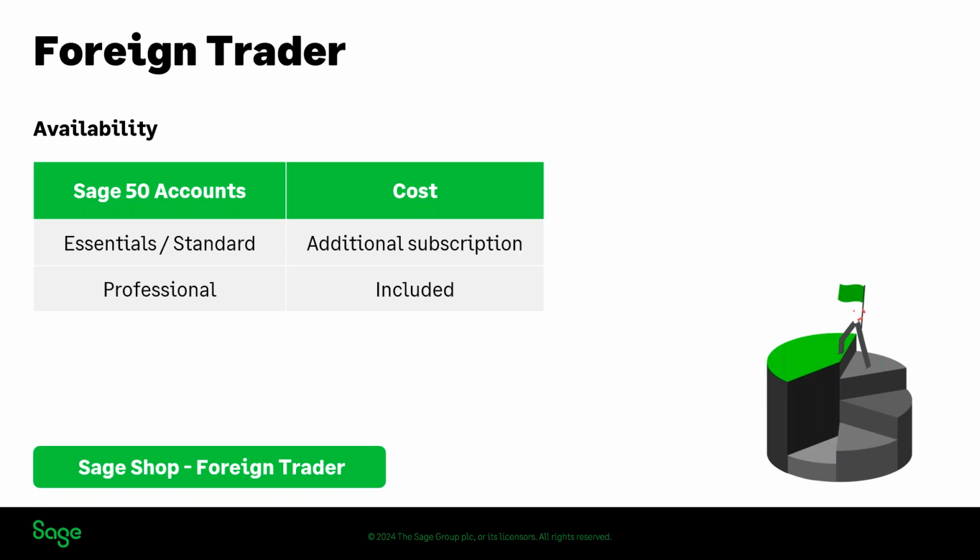If you're on Essentials or Standard, it's not included as part of your subscription, and instead it would be a case of updating your subscription to add that in. There's information available. Again, I've included the link to the Sage shop. I believe when I looked the other day, it's about £13 a month to add the foreign trader option into your software. And I believe that is for your software. So if you've got a multi-company installation, it's just a case of updating your license, and that option should be available in each of your companies at that point.